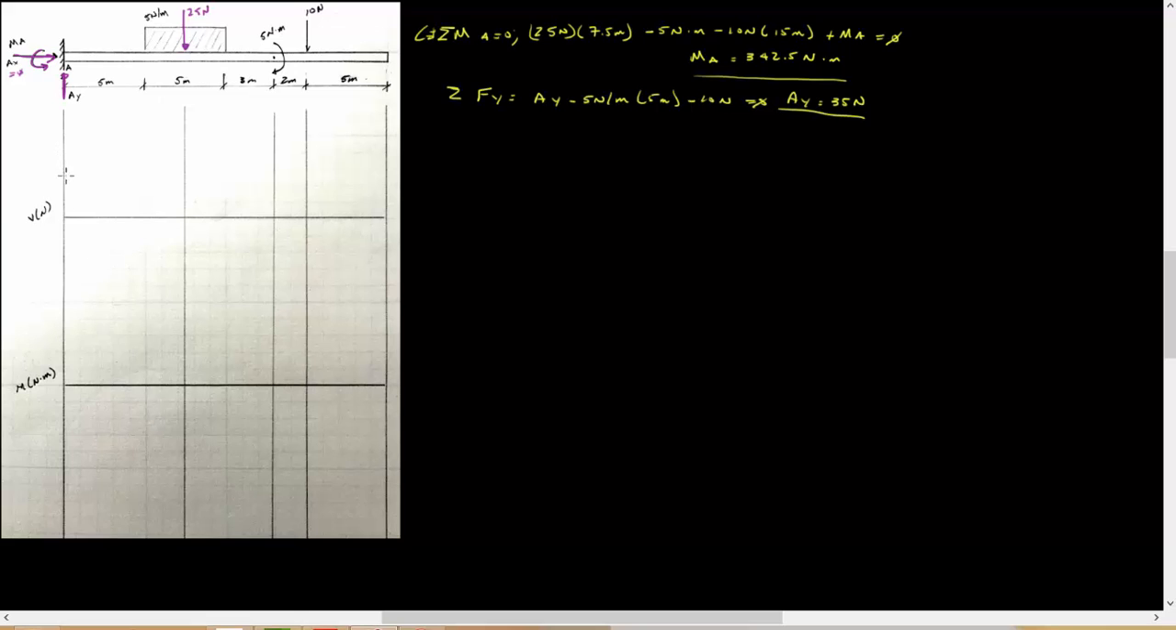So drawing my shear diagram, I've got AY is 35 newtons, so I come up to 35 newtons. At 35 newtons, I'm going to be going across, nothing happening on the beam. So I come straight across. So that's 35 newtons. Then I'm going to be dropping down because I have this distributed load. So I'm going to be dropping down to 10 newtons. 35 newtons minus 25 newtons is going to give me 10 newtons.